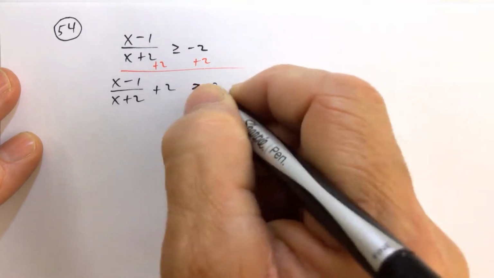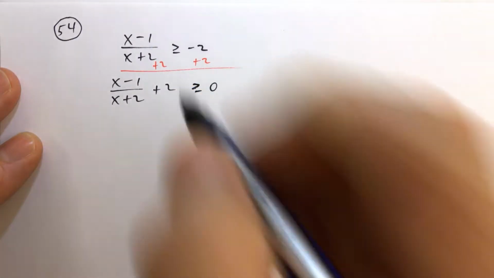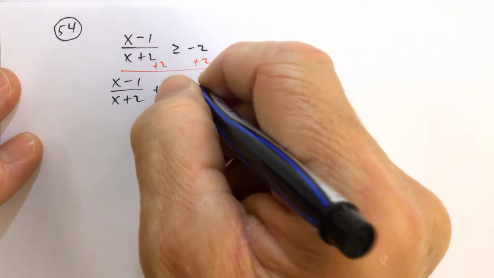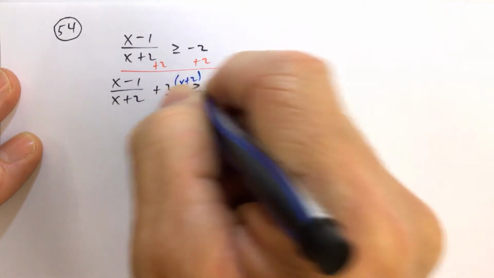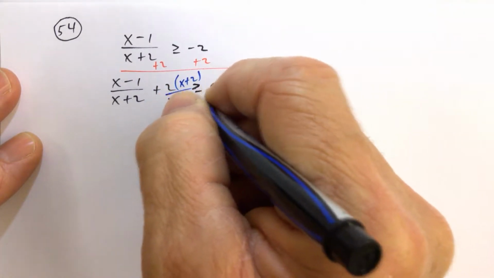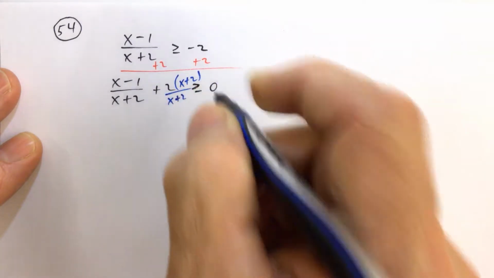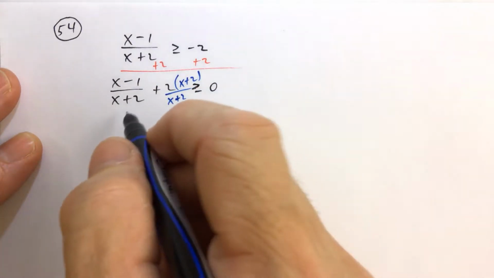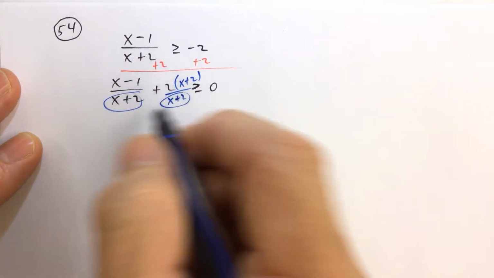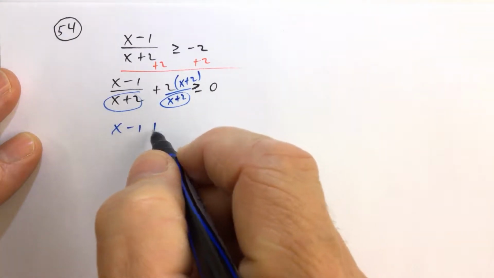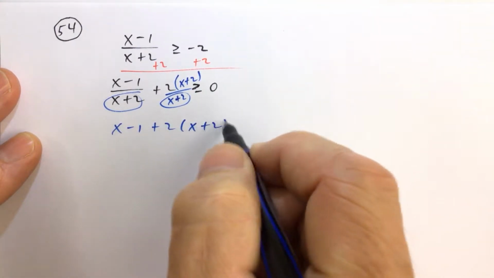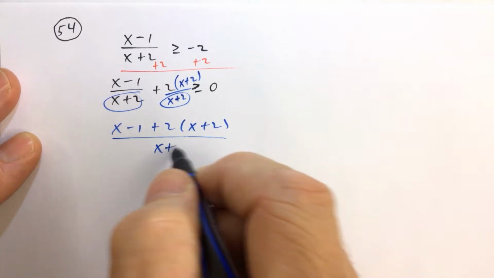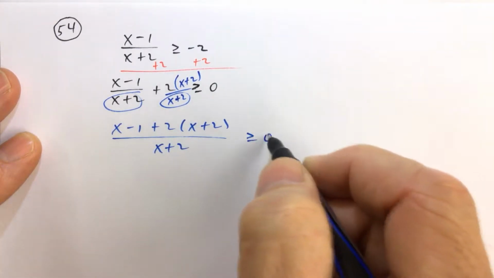once you get one side equals 0, you can get a common denominator, and the common denominator would be x plus 2. So we need to multiply top and bottom of this term by x plus 2, and then when we have the same denominator, we combine the numerators, x minus 1 plus 2 times x plus 2 all over x plus 2. That has to be greater than or equal to 0.